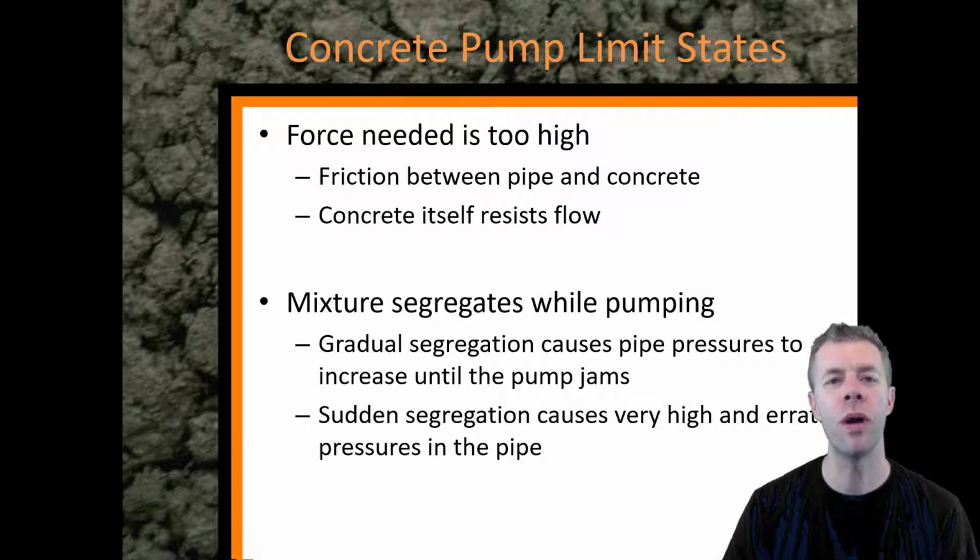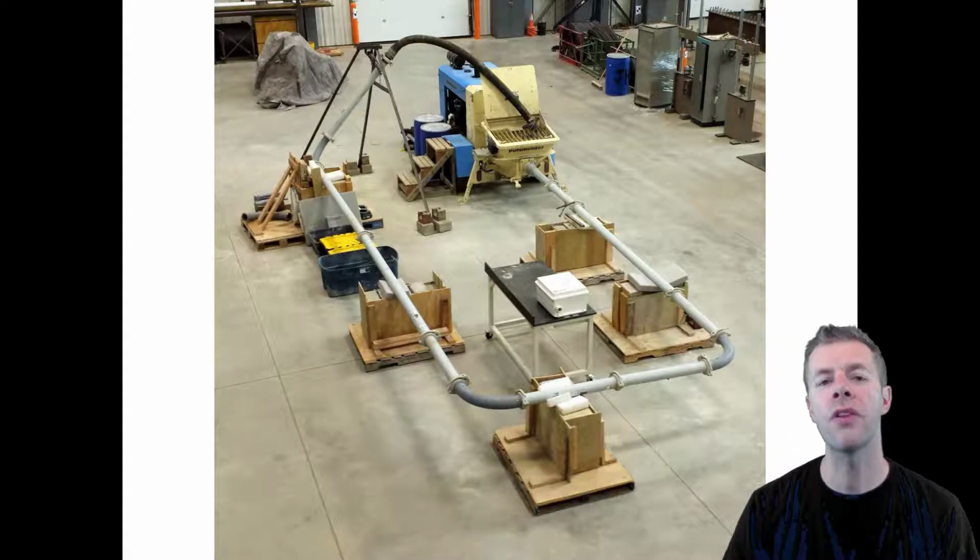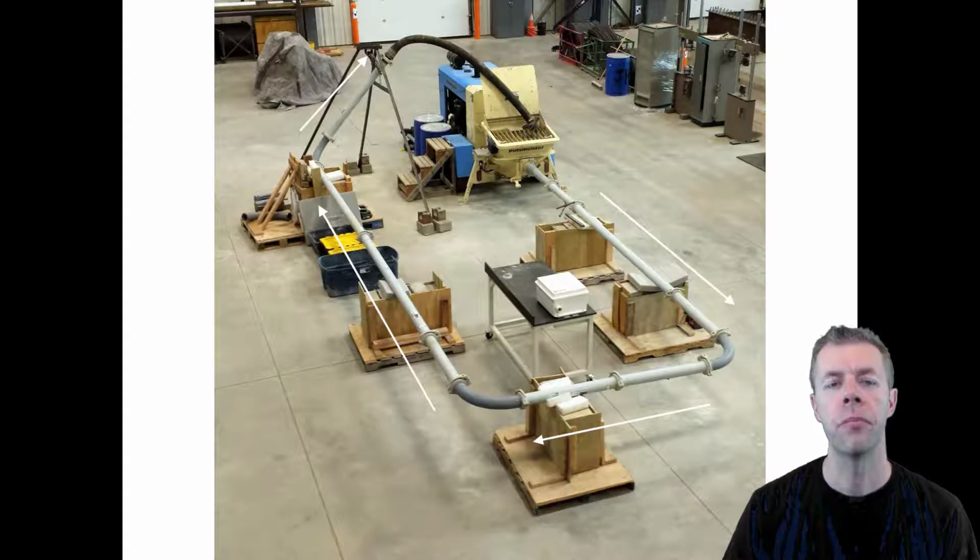We want to be able to avoid them. We want to be able to see how our aggregate gradation makes these things happen, and what we can do to make them go away. To test all this, we made a pipe network where our pump piped concrete around this circle over and over and over again. There it is, pumping around and in.